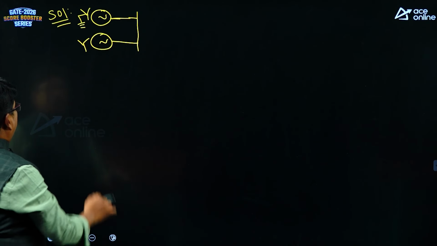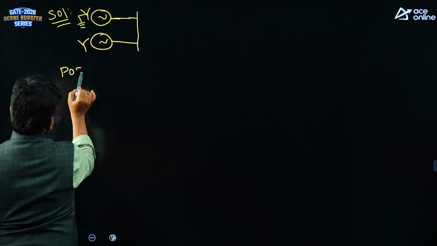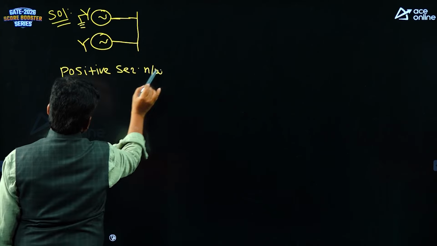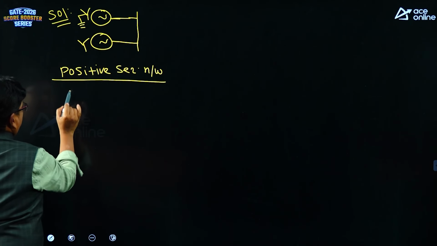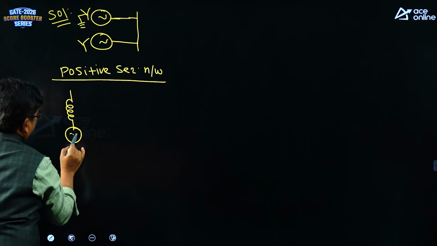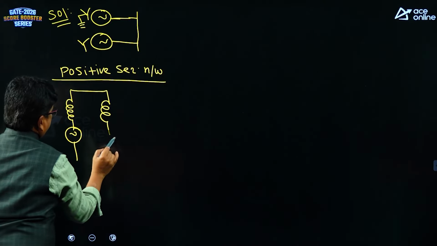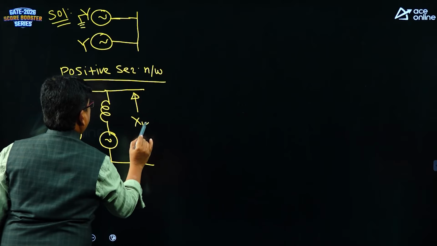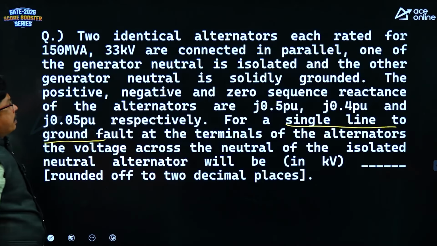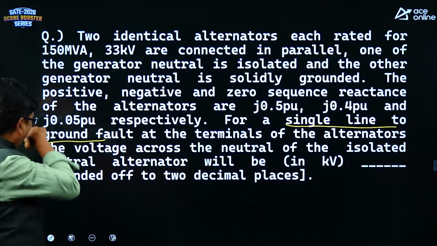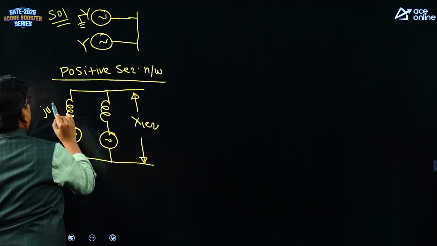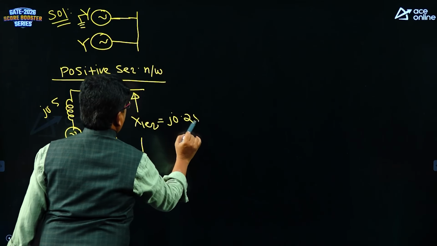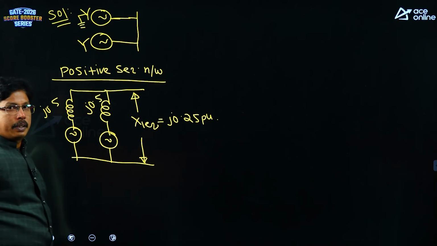Now, if you draw the positive sequence network, so this is the positive sequence network. Here you can calculate X1 equivalent. What is the positive sequence impedance? J 0.5 given. It is J 0.5. It is also J 0.5. It is J 0.25 per unit. That is the positive sequence value.